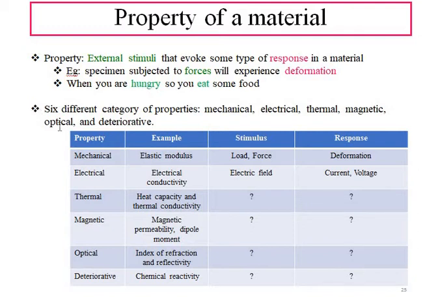Okay, so there are 6 different categories of properties. The first one is mechanical, second is electrical, third is thermal, fourth magnetic, then optical, and deteriorative properties. The examples are also given in this column. This column represents the stimulus. For mechanical, elastic modulus is the example, and the stimulus is the load or the force which is applied. And what's the response? The response is the deformation. Similarly, for an electrical property, the electrical field is the stimulus and the response is the current or voltage.